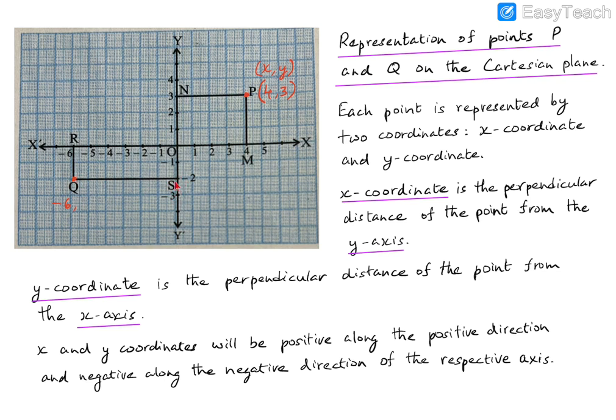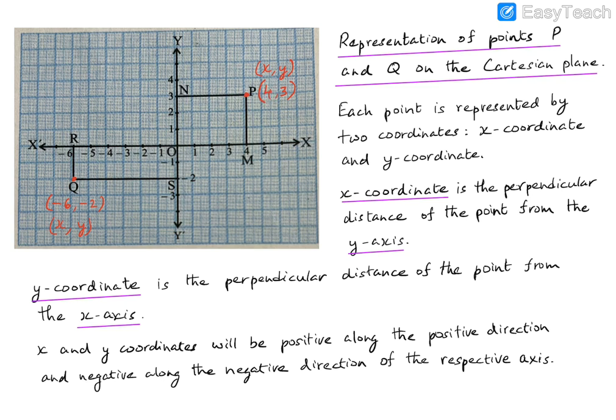It meets the y-axis at the point S, and the point S corresponds to the number -2 on the y-axis. So the y coordinate for this point Q is -2. So we have -2 over here, and we put them in the brackets. So the x coordinate for the point Q is -6. So x comma y is the general way of writing it. The x coordinate is -6 and the y coordinate is -2. So this is a way of representing a point using the Cartesian coordinate system, where we use the x coordinate and y coordinate to represent each point.